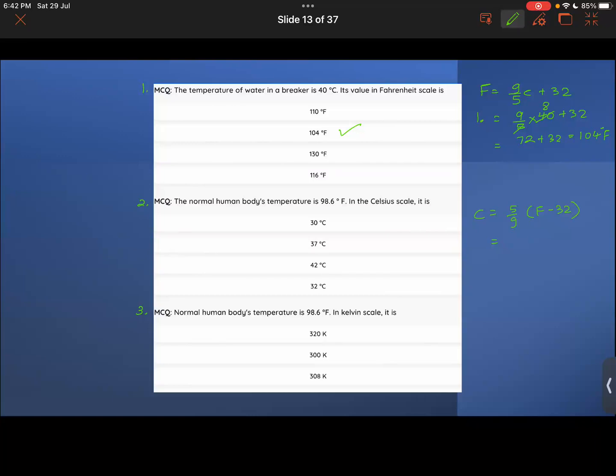Okay, and do tell me what is the answer, guys, of question number 2. Here it's given in decimal. Okay, so we can solve it still. So it's 5 upon 9 into 98.6 minus 32. That is how much, guys?